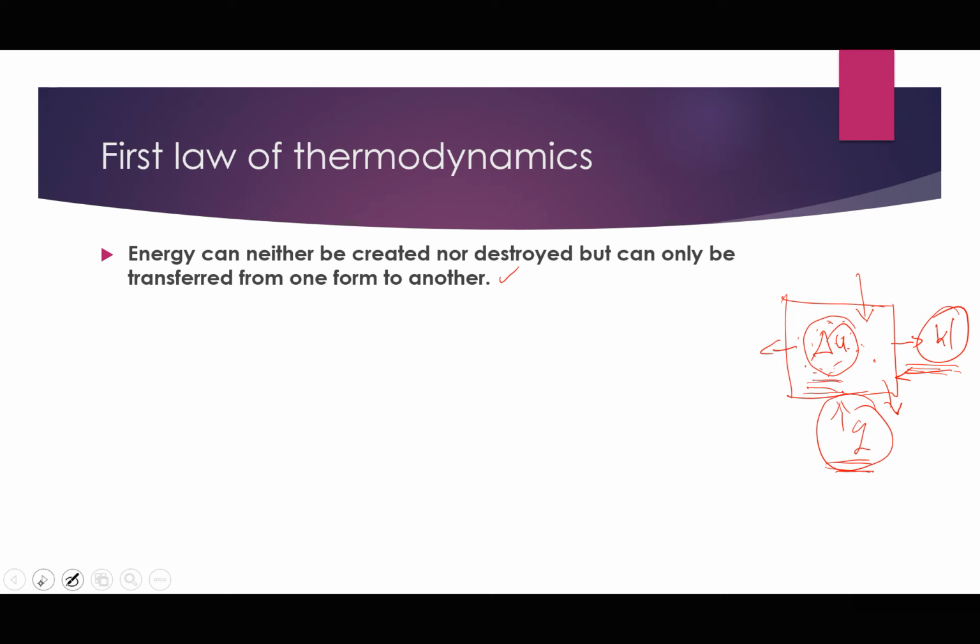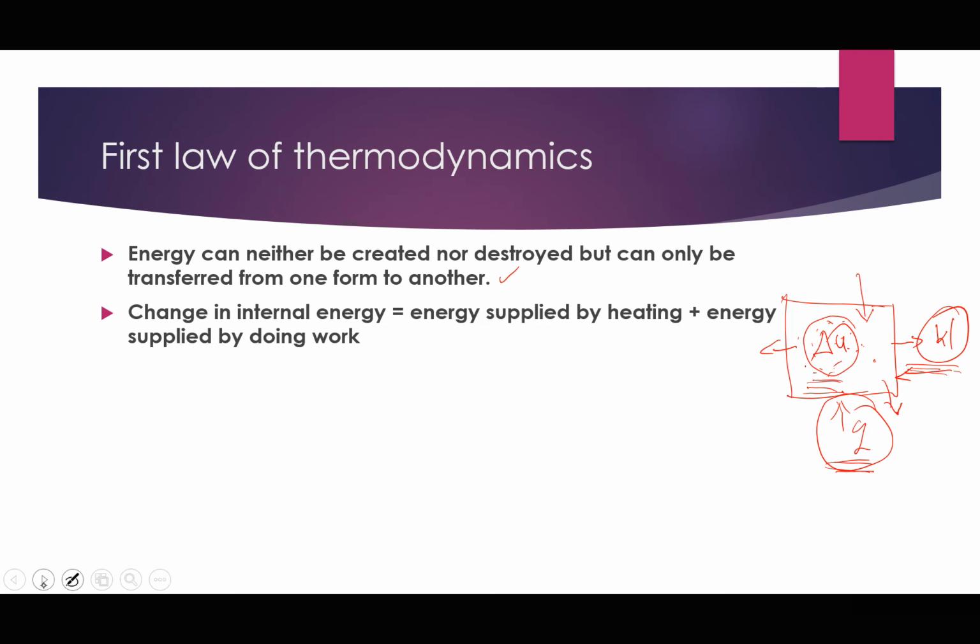So we can therefore simply say that a change in internal energy of the system can be given as the energy supplied by heating plus the energy supplied by doing work. This is the first law of thermodynamics. The change in internal energy of a system is equal to the energy supplied by heating plus the energy supplied by doing work.